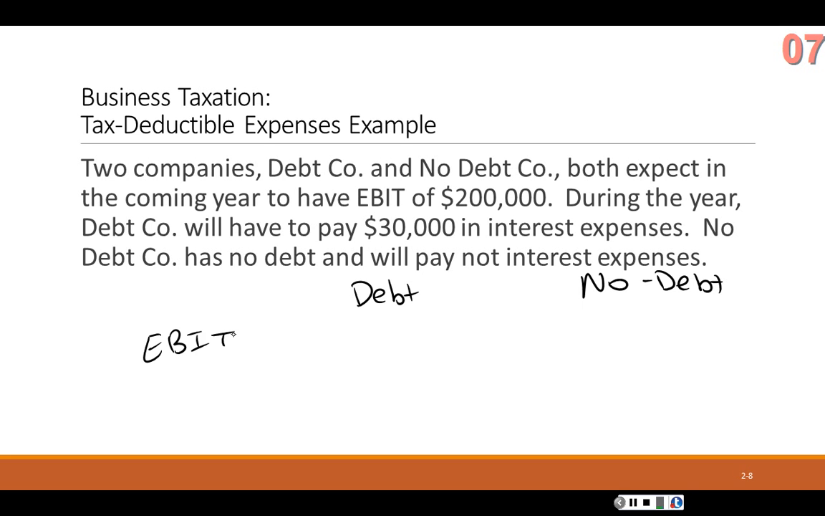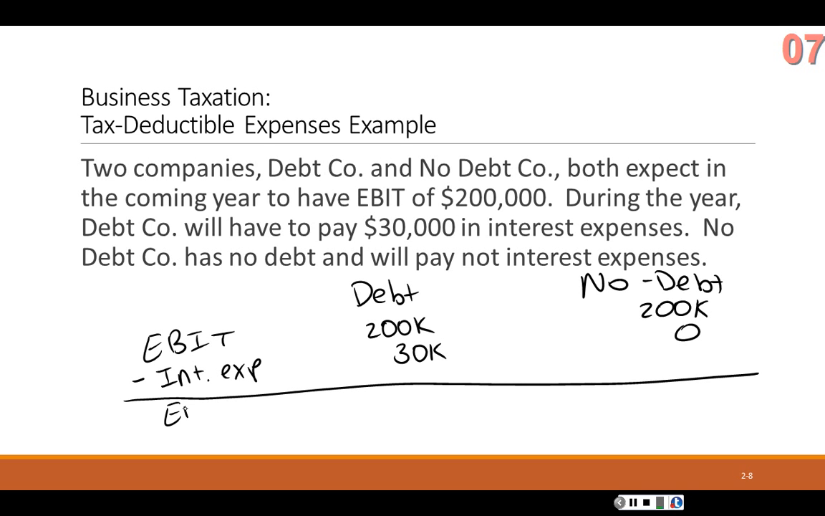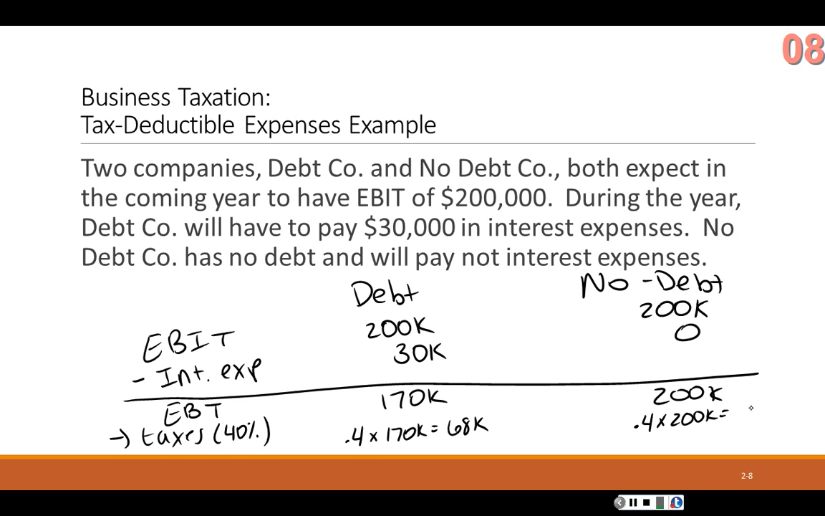They both have earnings before interest and taxes of $200,000. From that, we would deduct interest expense. Debt company has interest expense of $30,000, while no debt company has no interest expense. That gives us earnings before taxes, $170,000 for debt company, and $200,000 for no debt company. They now have to pay taxes on these earnings, and we'll say that their tax rate is 40%. So the taxes owed by debt company is 40% times the $170,000 to give you $68,000. For no debt company, it's 40% times $200,000 to give you $80,000.